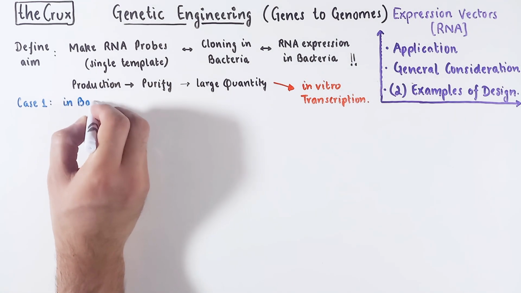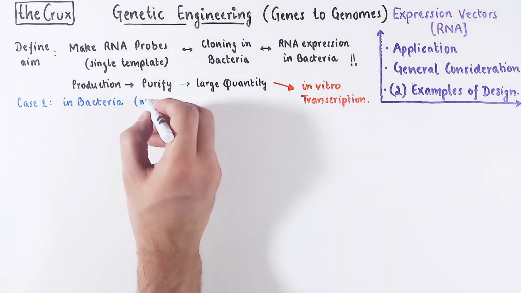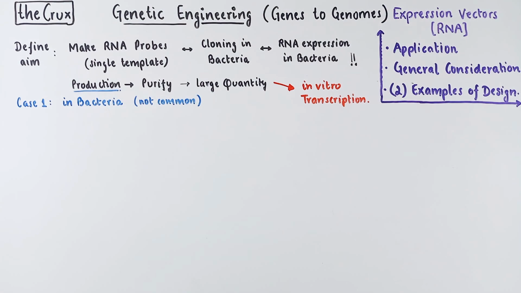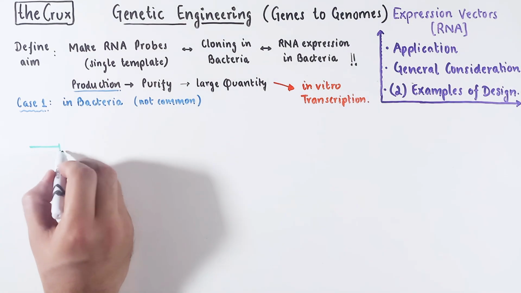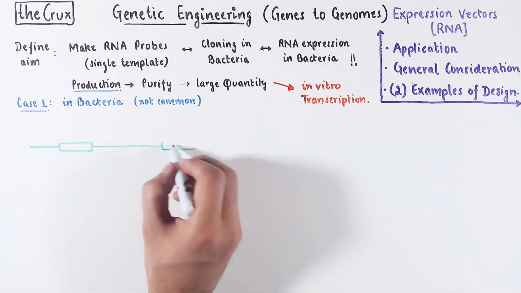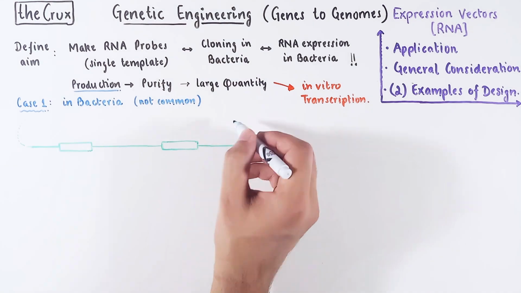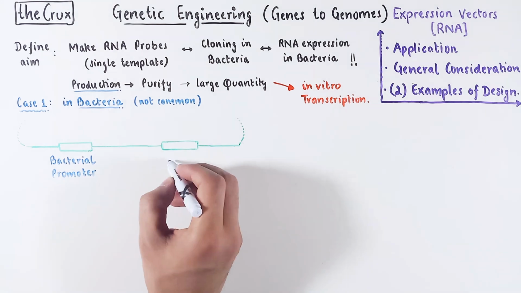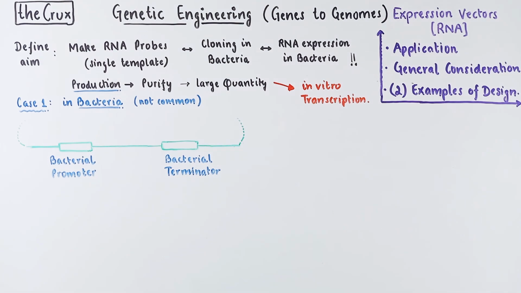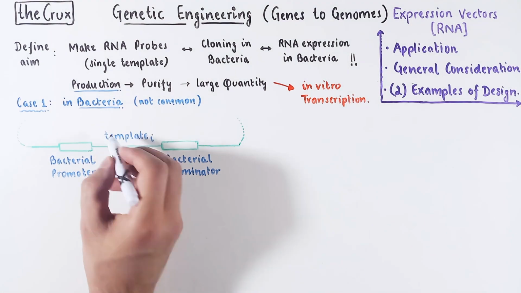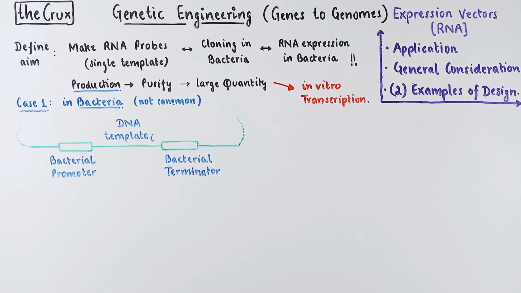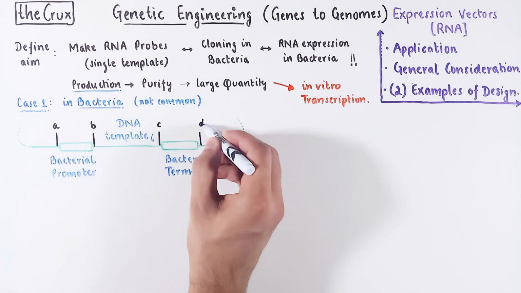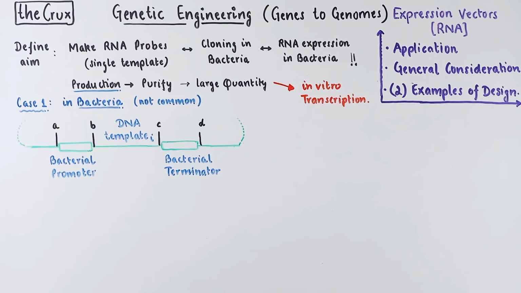So let's start. Case 1 is when you try to produce the RNA in bacteria. This is not a common practice, especially if you want to purify your specific type of RNA. But this is a learning exercise, and let's see how you would do it. In the vector, you will need 3 molecular parts. The bacterial promoter, because the expression will occur in bacteria. Then you need a bacterial transcription terminator. Between these two sits your template DNA. Using restriction enzymes or TOPO cloning or your favorite cloning method, you can assemble this vector.